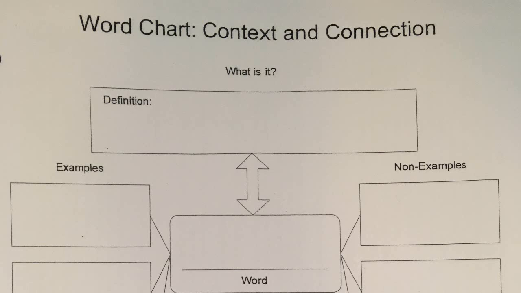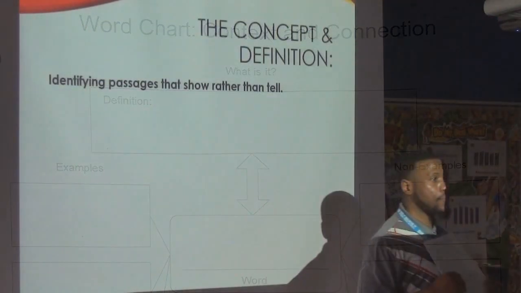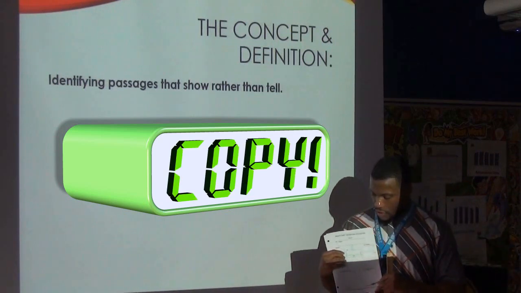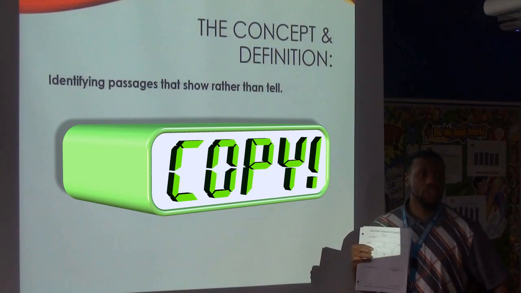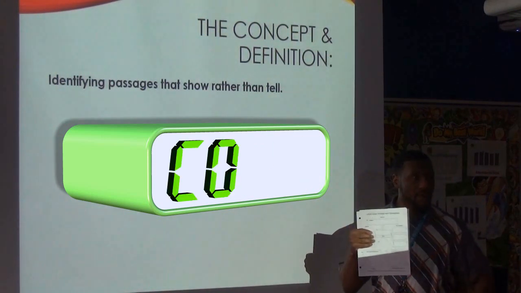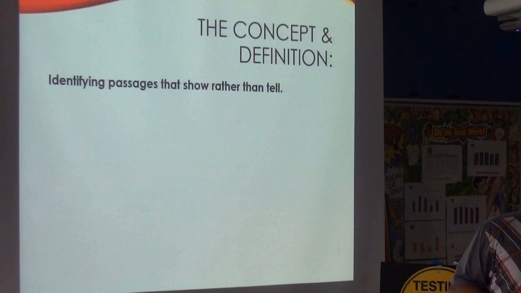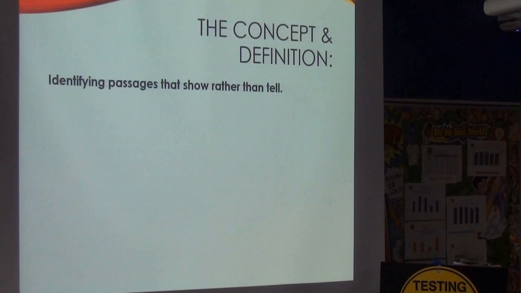In the box on your paper where it says word, you're going to write down show rather than tell. That's the concept: show rather than tell. Then I'm going to give you the definition for it. Right in the middle where it says word, you're putting show rather than tell. Mario, write this down. Okay? Got it down? Here's the definition for it.